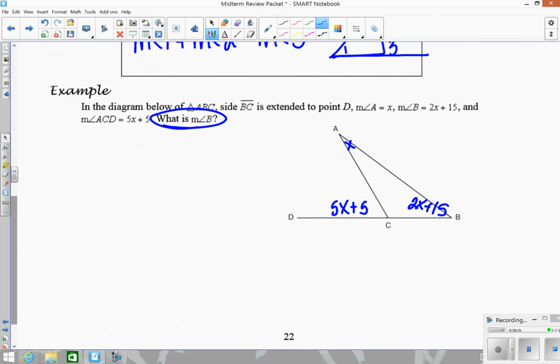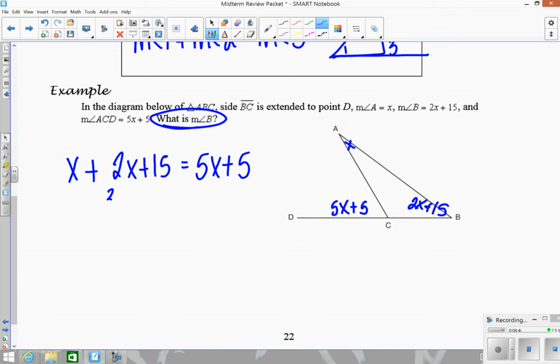So that means I'm going to have to find x first and then plug back in. So our relationship is going to be that these two non-adjacent angles have to add up to equal the exterior. And when we say non-adjacent, we mean the angle that's not touching this exterior angle. So we can't ever use this angle here. So our relationship is going to be x plus 2x plus 15 equals 5x plus 5. And then we just solve it for x.